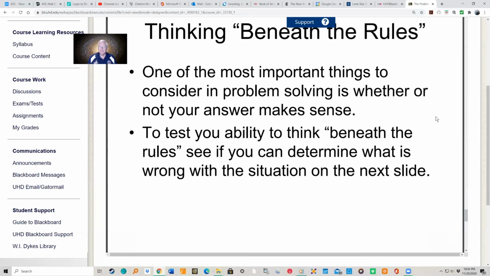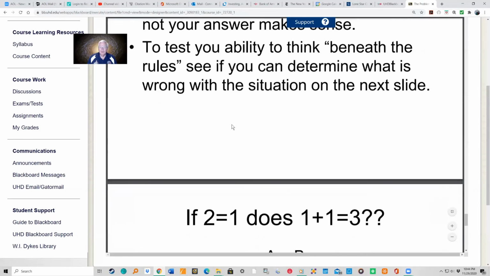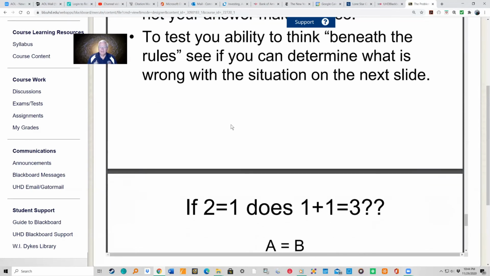This ability to think beneath the rules turns out to be extremely important. Otherwise, you end up with answers that sometimes don't make sense. For example, let's take a look at this. I'm going to try to scroll this out a little bit at a time just to tease you, if you will, with what it is to think. Let's try to prove something rather interesting.